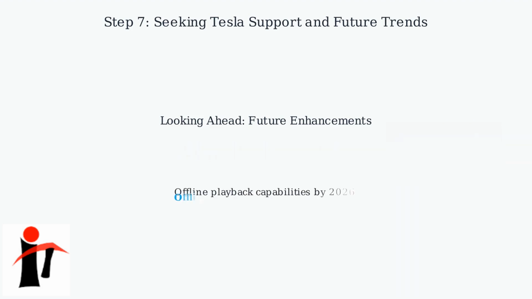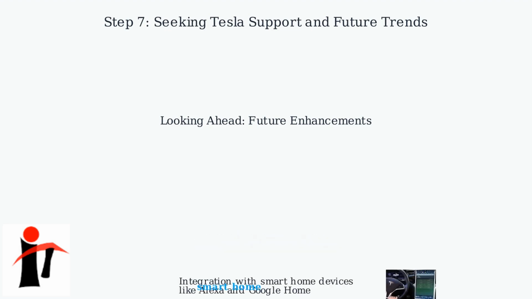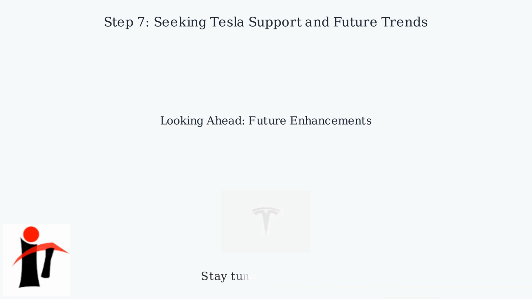Looking ahead, expect Tesla to enhance Sentry Mode with AI-driven threat detection, reducing false positives by 30%. By 2026, offline playback capabilities will allow limited Sentry playback without internet, using vehicle-side storage. Improved battery efficiency aims to halve Sentry's power draw using edge computing. Future integration with smart home devices like Alexa and Google Home is also on the horizon. Stay tuned for updates.